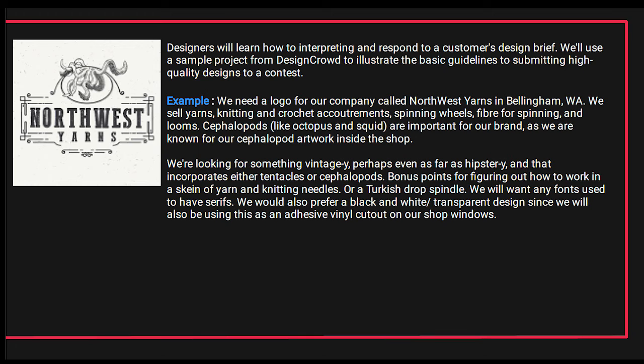Example: we need a logo for our company called Northwest Yarns in Bellingham, Washington, America. We sell yarns, knitting and crochet accoutrements, spinning wheels, fiber for spinning, and looms. Cephalopods like octopus and squid are important for our brand, as we are known for our cephalopod artwork inside the shop.